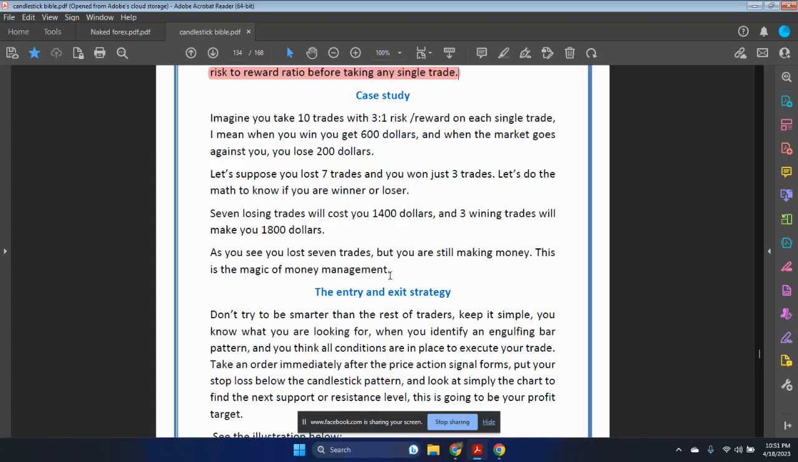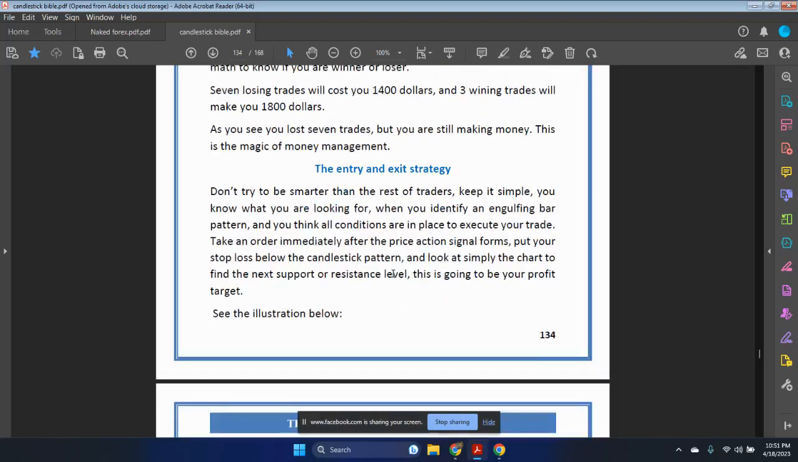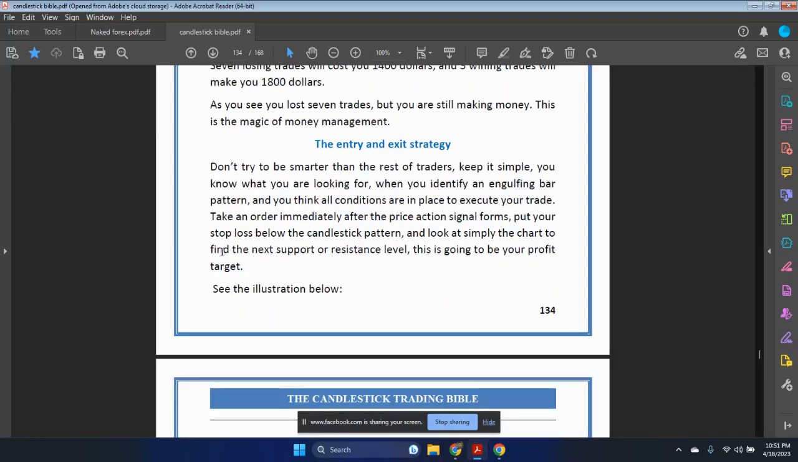This is the magic of money management. All right, the enter and the exit strategy. Don't forget to be smarter than the rest of the traders. Keep it simple. You know what you're looking for when you identify an engulfing bar pattern, and you think all conditions are in place to execute your trade. Take an order immediately after the price action signal forms.